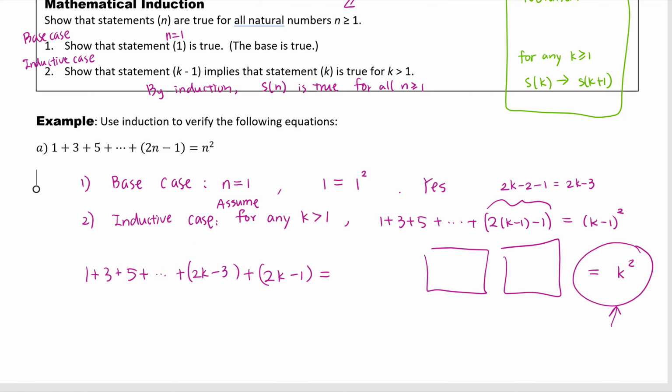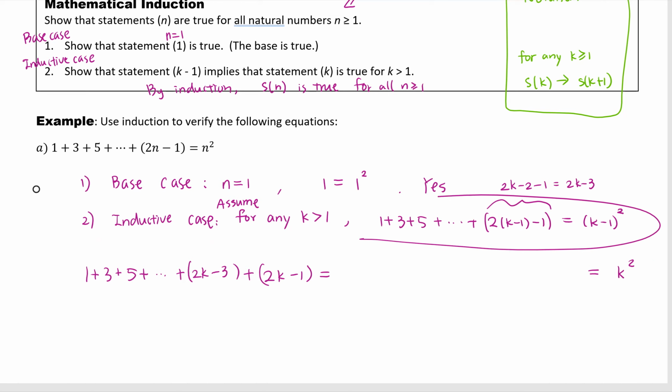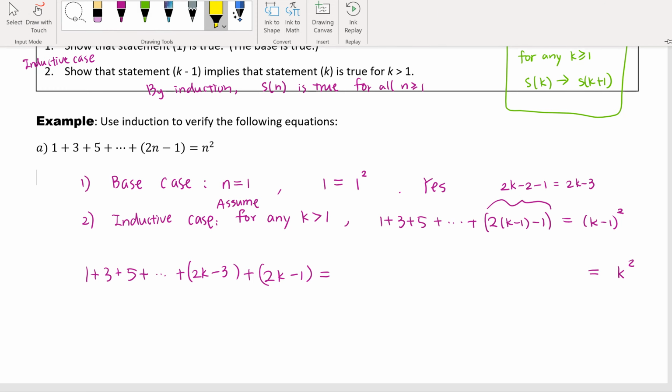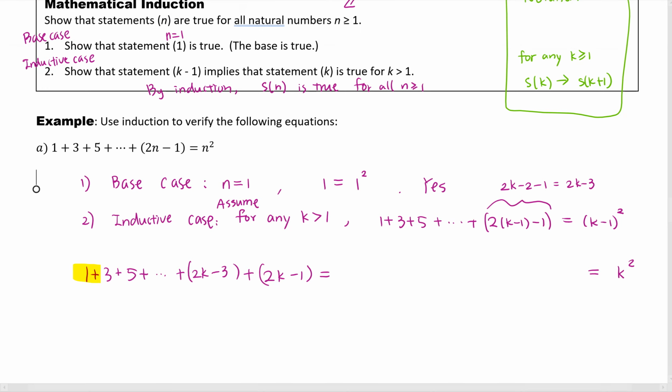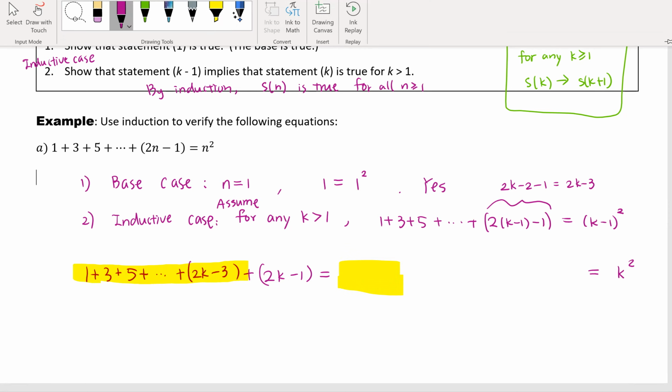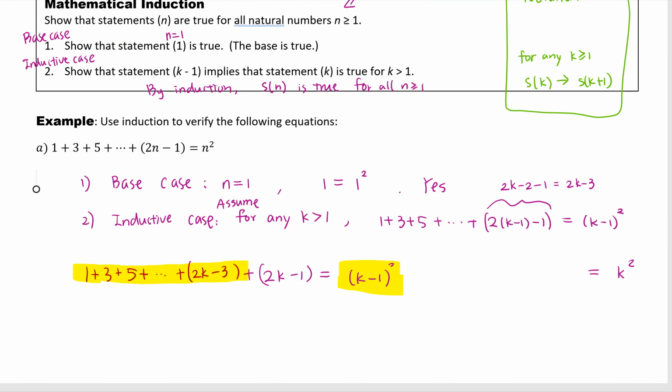We want to use this hypothesis. Let's compare. Let me highlight. What are the terms using the hypothesis? 1, 3, 5, up to 2k minus 3, right? And that equals, what does that equal to? k minus 1 squared, right? And we also have one more term, that is 2k minus 1.